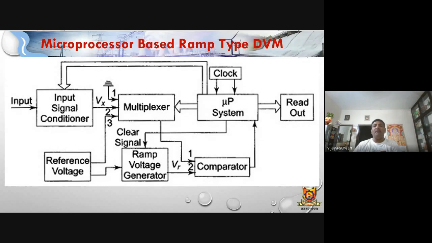So just observe this block diagram: the microprocessor based ramp type digital voltmeter. This is the fourth type of method. We have the ramp type, and integrating type is in our syllabus, as well as dual slope, which is also a part of that. That's why I have covered both.